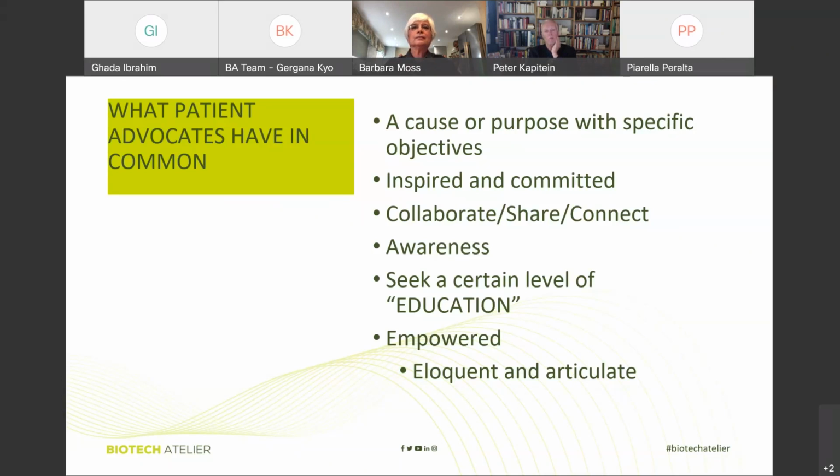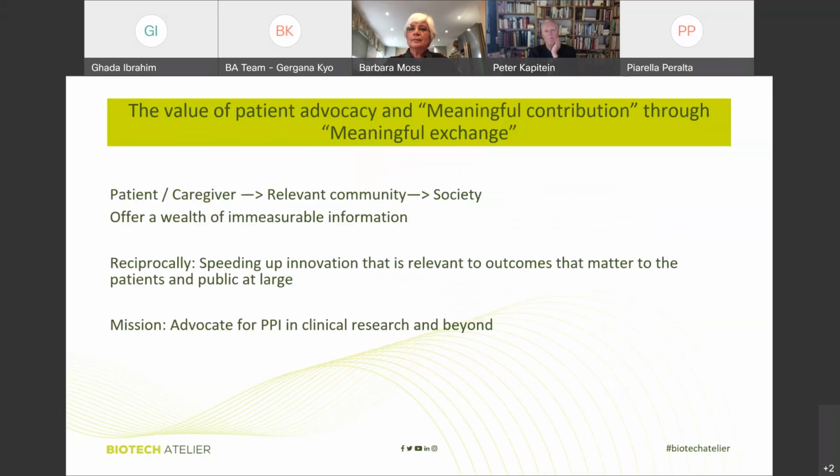So next slide, please. The next slide actually says the value of patient advocacy and meaningful contribution through meaningful exchange. And again, I put the word meaningful in quotation marks because it's a word that is used consciously now when talking about patient contribution in clinical research.